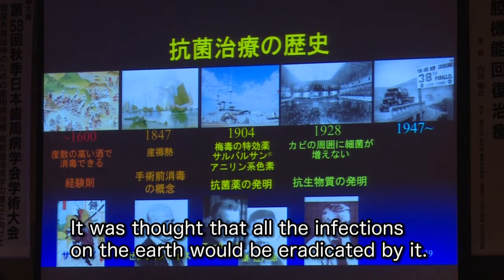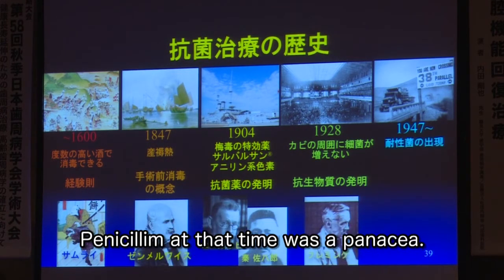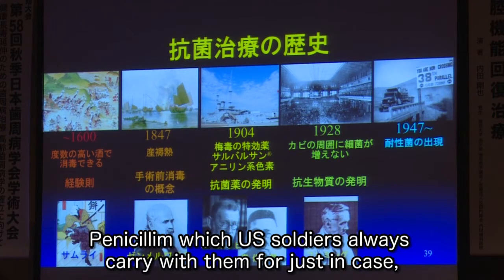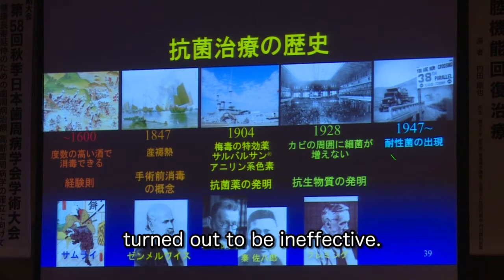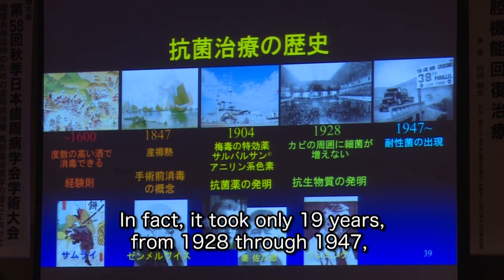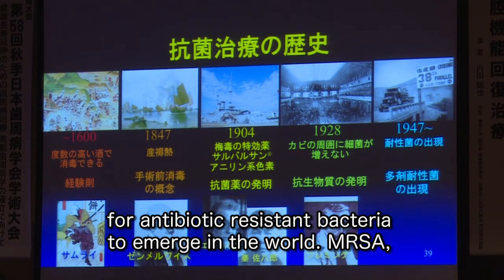It was thought that all infections on Earth would be eradicated. Penicillin at that time was a panacea. Nonetheless, in 1947, during the Korean War, penicillin, which U.S. soldiers always carry with them for just in case, turned out to be ineffective. This is an emergence of drug-resistant strains of bacteria. In fact, it took only 19 years from 1928 through 1947 for antibiotic-resistant bacteria to emerge in the world.